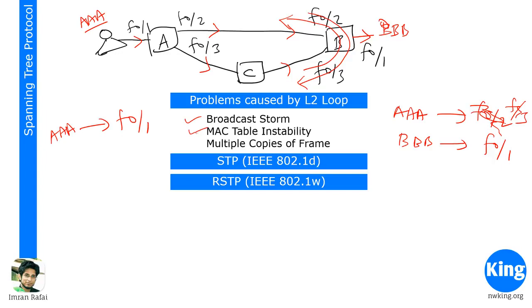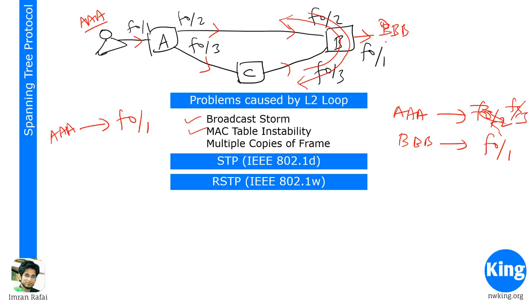That's the second problem. Now third problem is, if you remember here, this user sent a message or a frame or packet to switch A. Switch A sent it out on both its interfaces, right? So when switch B received it, switch B forwarded that to the correct user, which is BBB. That was the destination. That's fine.